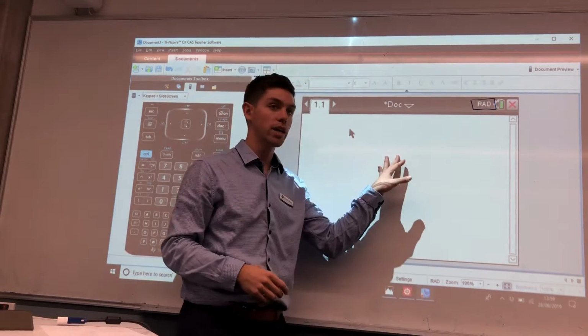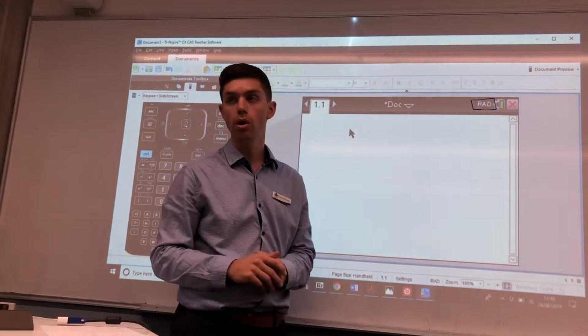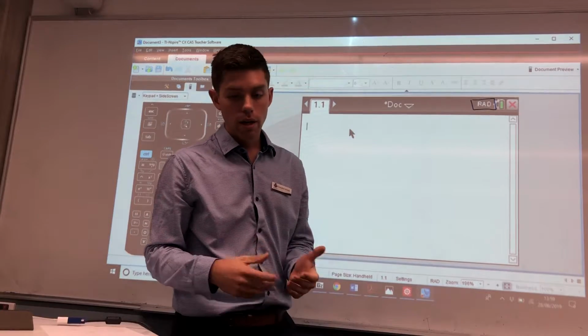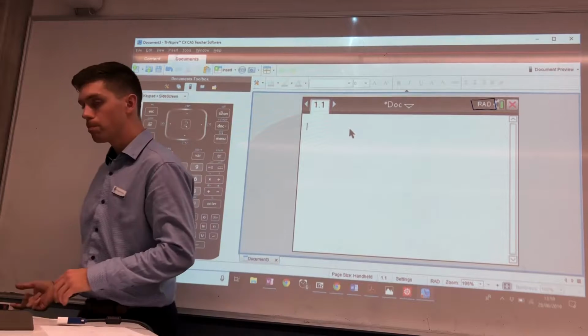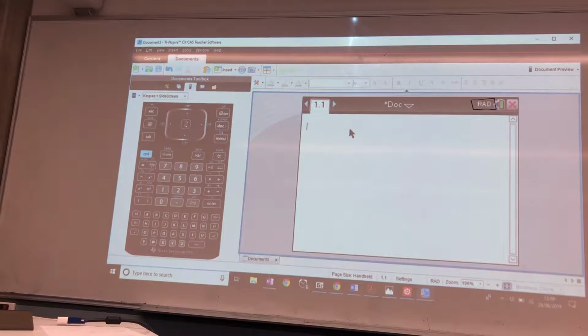So currently the calculator that I have here is in the radian mode. Now, this is significant for the following reason. If we try to evaluate, let's say, sine for 45 degrees, this actually won't work.